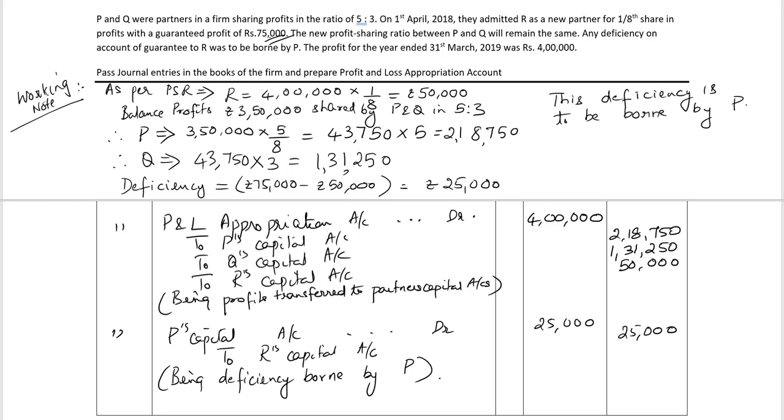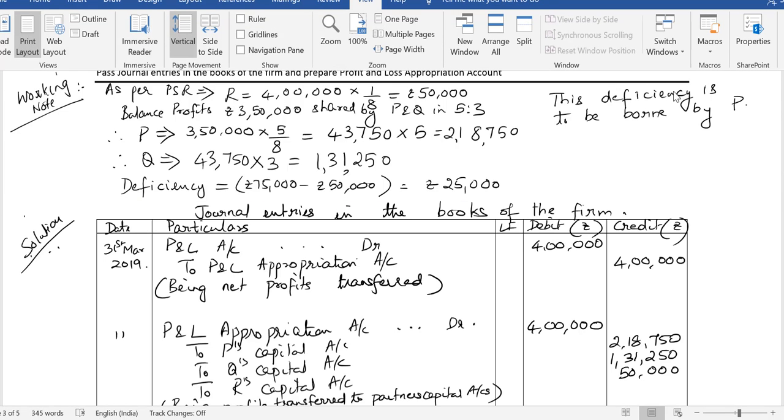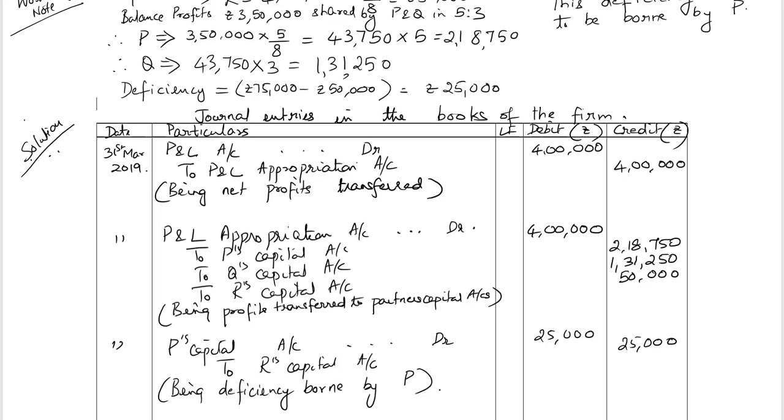I'll remove the split and we can look into the journal entries. These are the working notes at the top and the solution for the journal entries at the bottom. This is the first journal entry, the second journal entry, and the third entry for partner P bearing the deficiency.